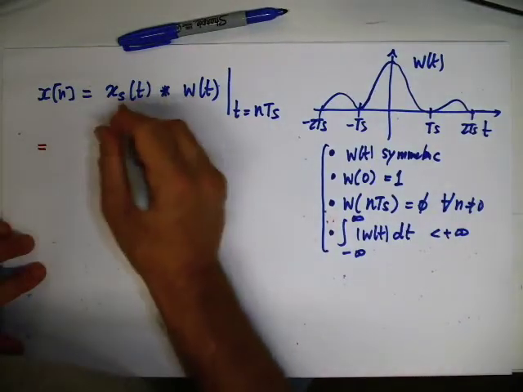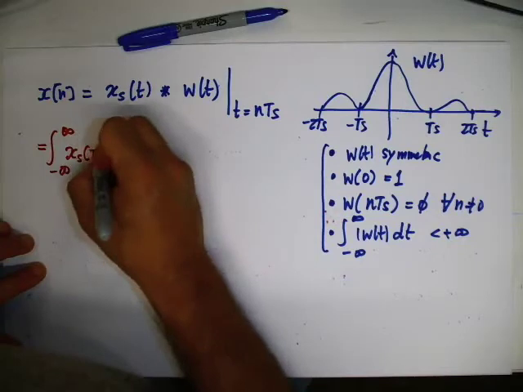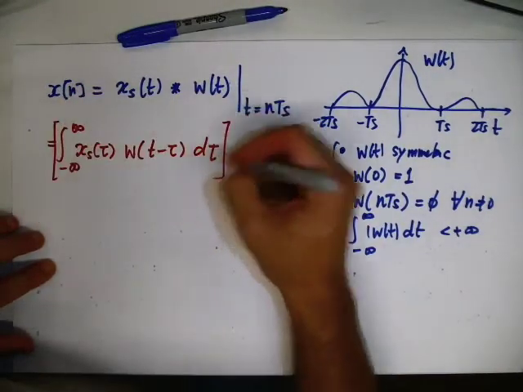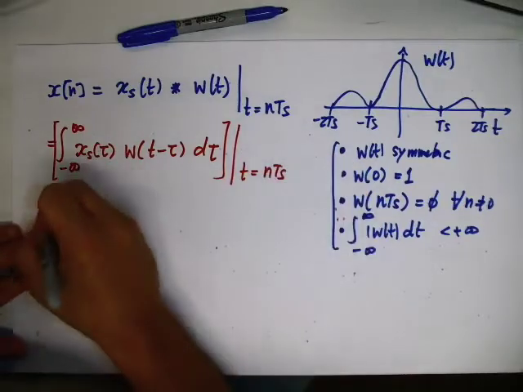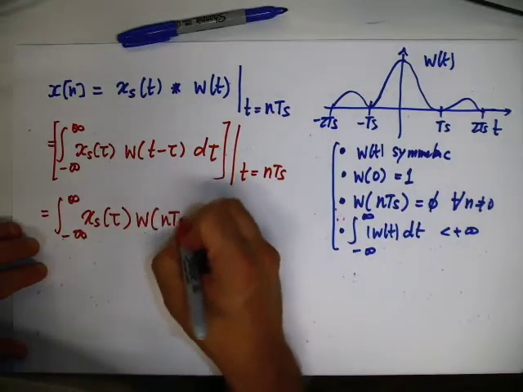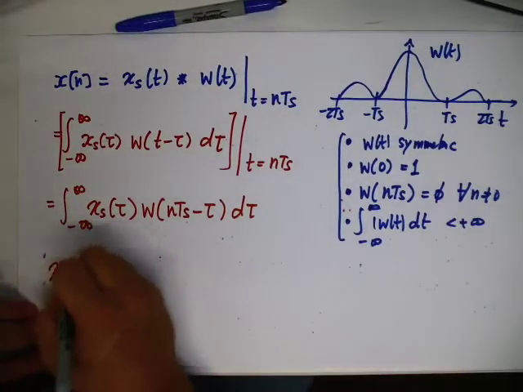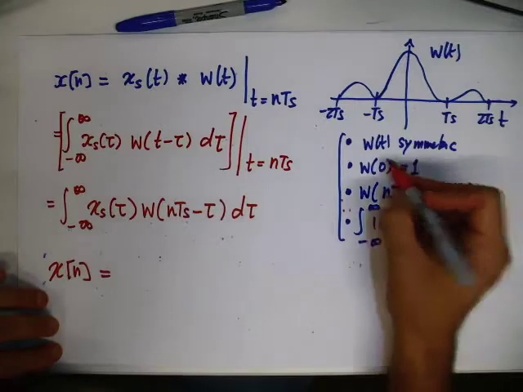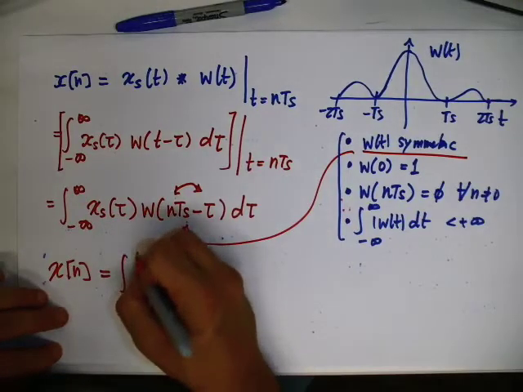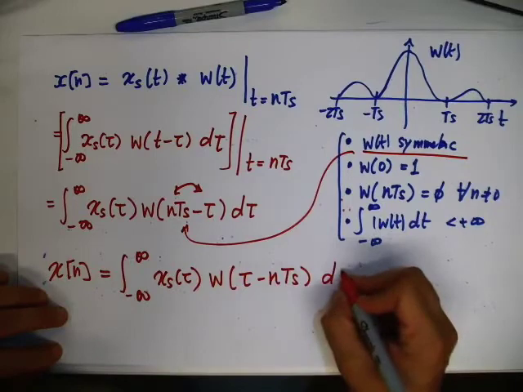So of course now I can write this as the convolution integral of x_s of tau W(t minus tau) d tau. But then I need to compute this at t equal nTs. So this is equal to the integral from minus infinity to infinity of x_s of tau W(nTs minus tau) d tau. And at the end of the day, I can exploit the symmetry of my window function, and so I can rewrite it as the integral from minus infinity to infinity of x_s of tau W(tau minus nTs) d tau.